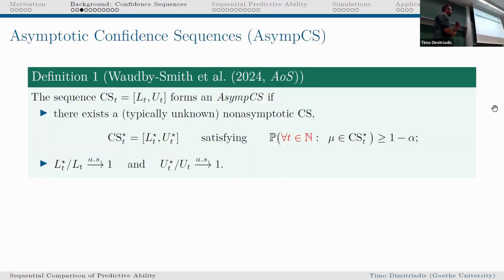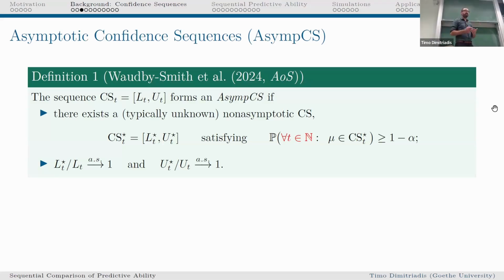And now the definition of an asymptotic confidence sequence in Waudby-Smith et al. is the following. The sequence CS, with lower and upper bound, forms an asymptotic confidence sequence if there exists an unknown non-asymptotic confidence sequence, so one where we know finite sample coverage. This is the CS star. For that, we know that the probability that for all t, the truth is in the confidence sequence is larger than 1 minus alpha. And we need that the limits respectively converge against each other, almost surely.